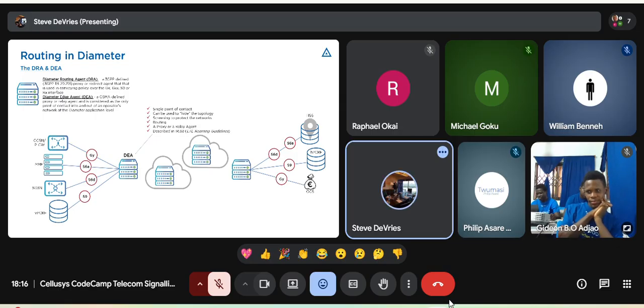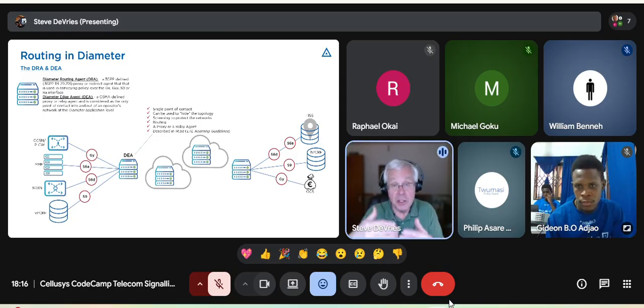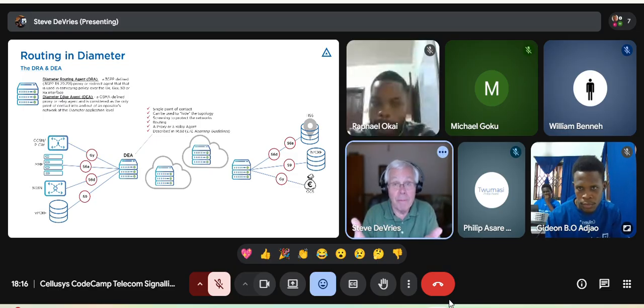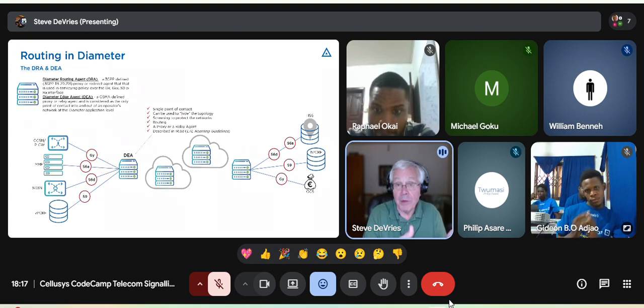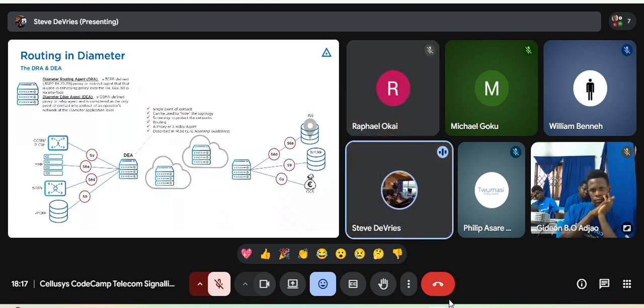It routes a little bit different. Remember with SS7, how do you route a message with SS7? Through those signal transfer points, those STPs. The STP actually looks at the destination point code and routes the message based on that. Well, the equivalent of that with diameter is called the DRA, the diameter routing agent, or the diameter edge agent.